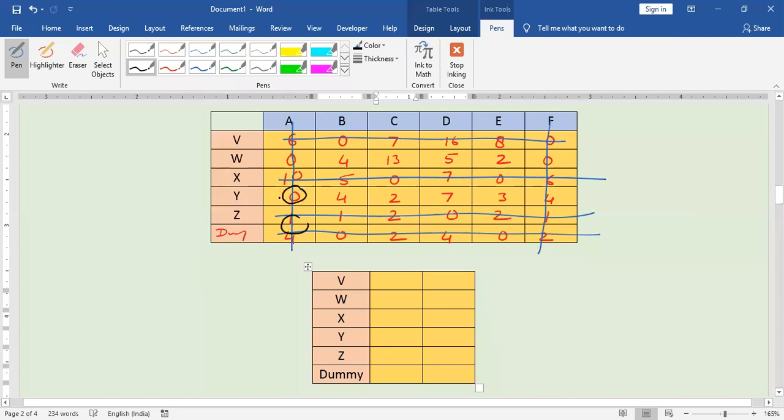Y has a single zero, and I'm going to allot here. I allotted Y to A. If I allot Y to A, that means I'm not going to allot A to W. So W has only one option, that is F. I will allot W to F. Earlier it had two zeros, but now one zero is cut. So the remaining one zero, I will allot to B, V to B. And when I allot V to B, I'm not going to assign B to dummy. Then dummy has one option, that is E. And Z has one option, that is D. Y has A, Z has D. I have written it wrong.